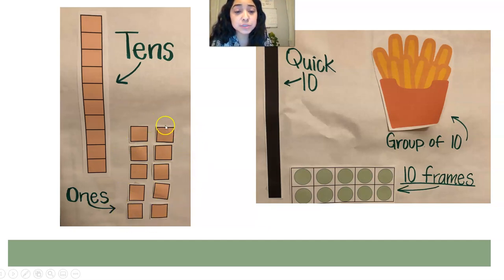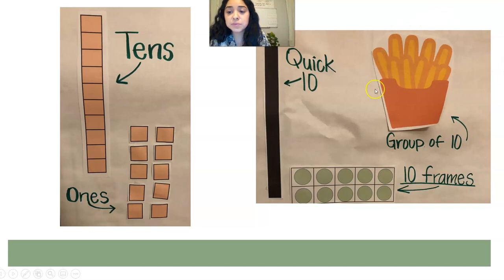We can represent the number 10 in this way. Another way we can represent 10 is by drawing a quick 10. Remember in class we would draw on our boards, and sometimes we were trying to draw fast, so you guys would draw quick 10s to represent the tens place. Also, we represent 10 with 10 frames. We know that when we are adding or subtracting, we can add circles, and once we fill up the frame, we know that we have 10.